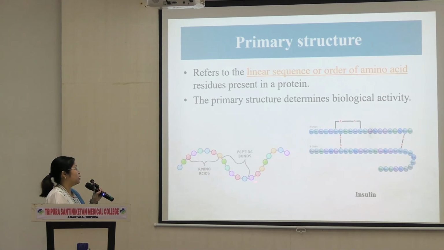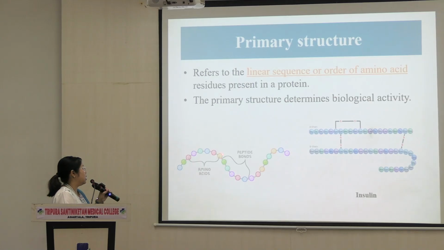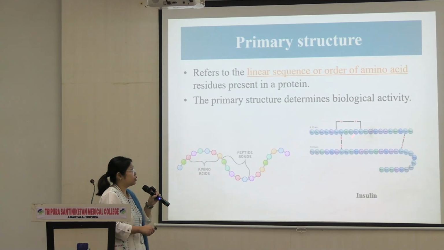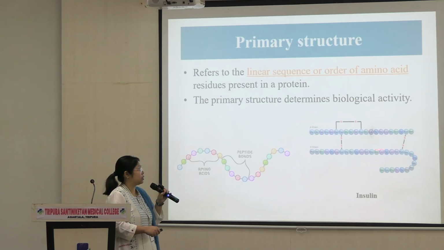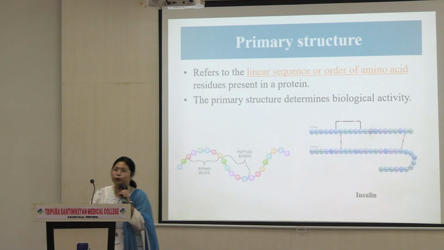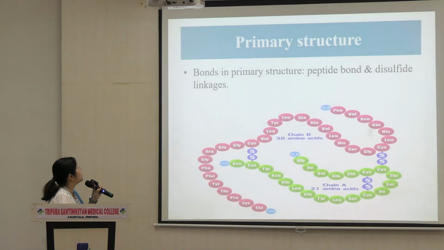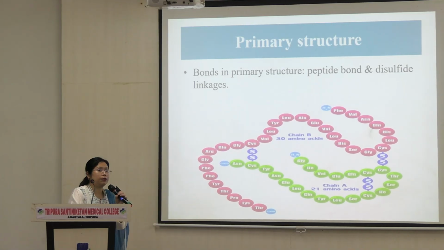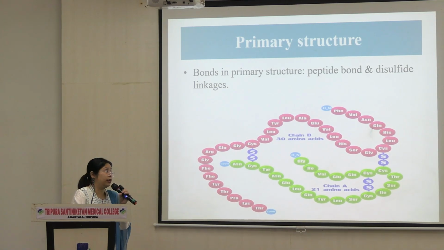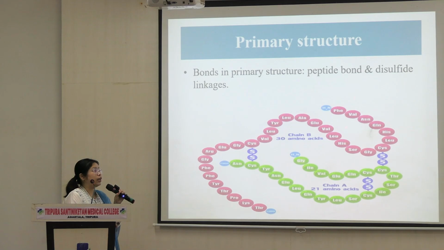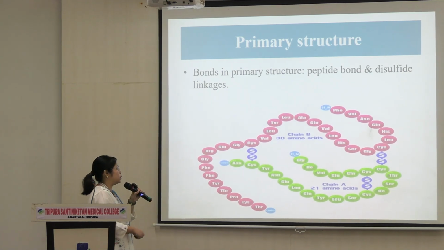Like this, these are the amino acids. If you can imagine amino acids, each ball, and then peptide bonds. This is insulin. So this is an example of primary structure of protein. This is called primary structure. Now, bonds that we see in primary structures are peptide bond and disulfide linkages or disulfide bond. We'll talk about this. This is the structure of insulin, which is an example of primary structure of protein.